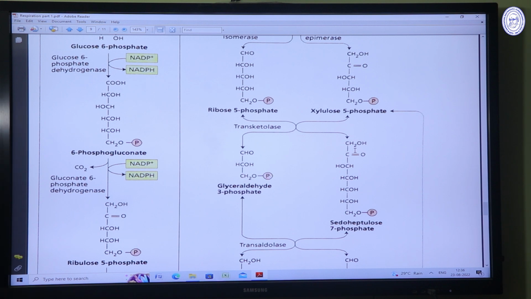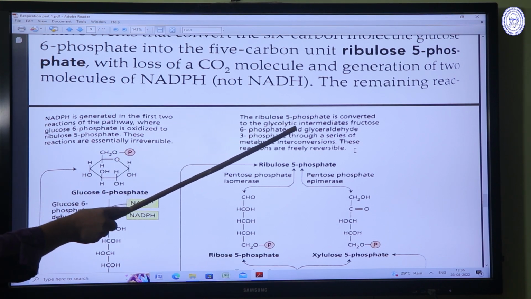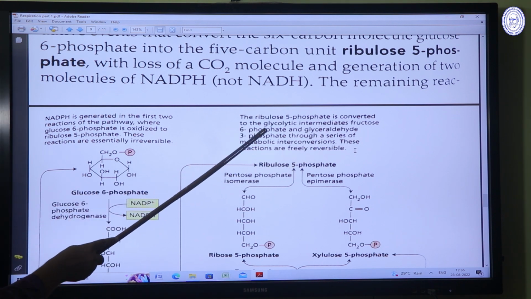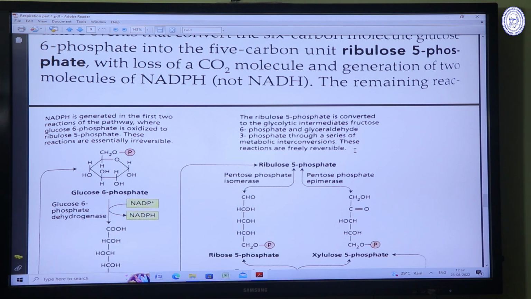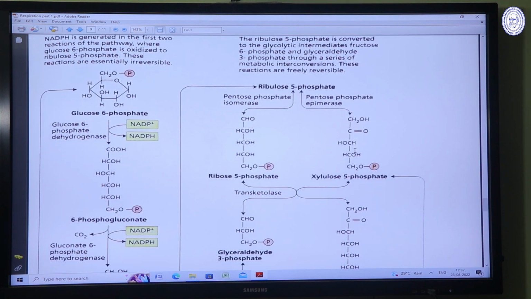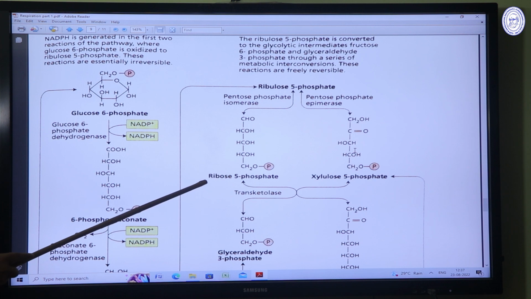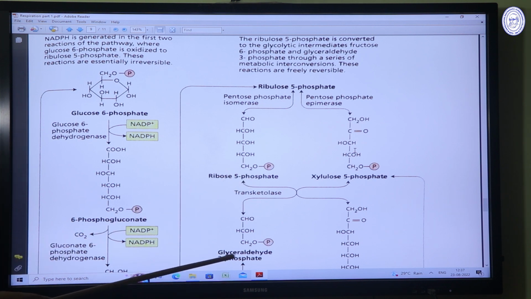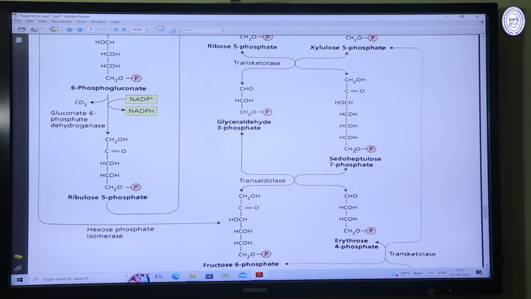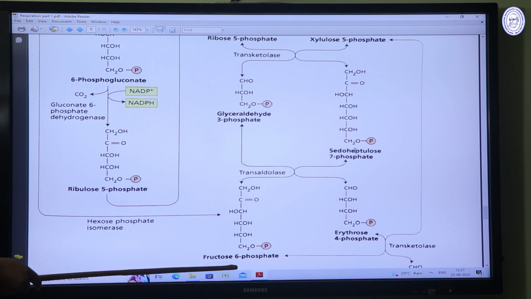Next, in the next steps, what happened? The ribulose 5-phosphate will be converted to glycolytic intermediates, that is into fructose 6-phosphate and glyceraldehyde 3-phosphate through a series of metabolic interconversions. Now, what are the conversions? First, in one way, ribulose 5-phosphate will be converted into ribose 5-phosphate, then glyceraldehyde 3-phosphate, and ultimately fructose 6-phosphate. This is the glycolytic intermediate.